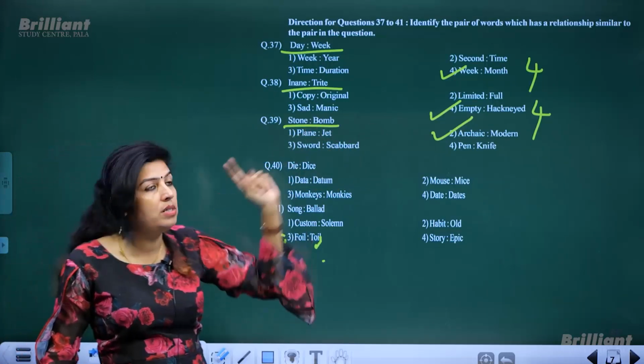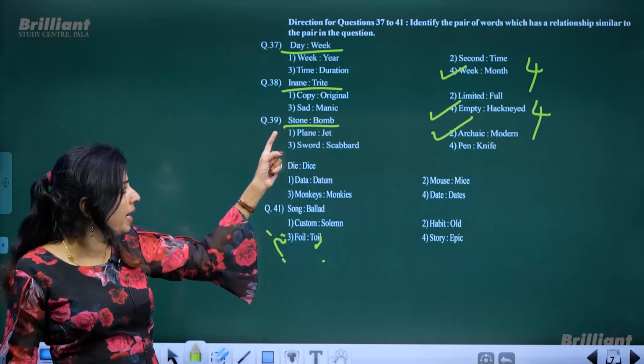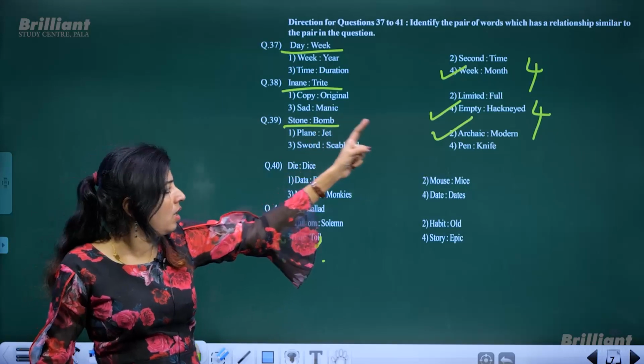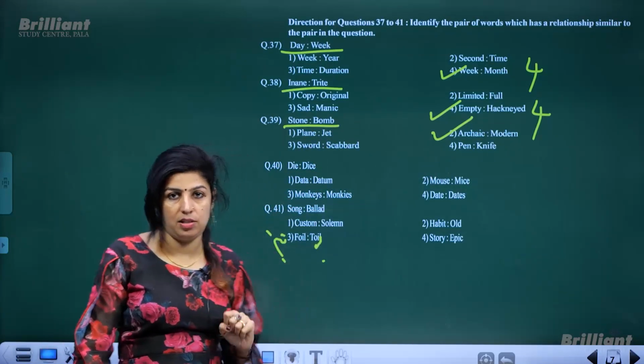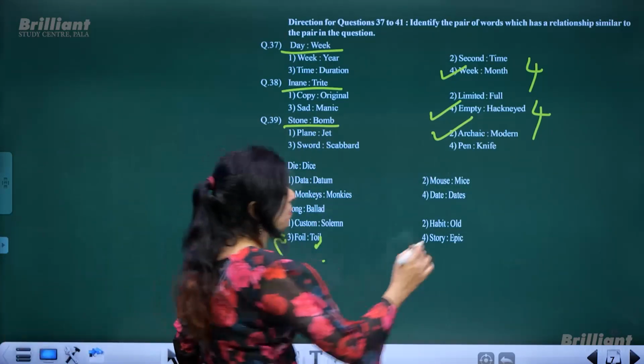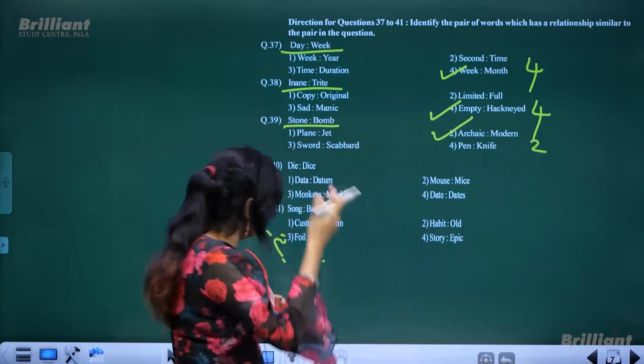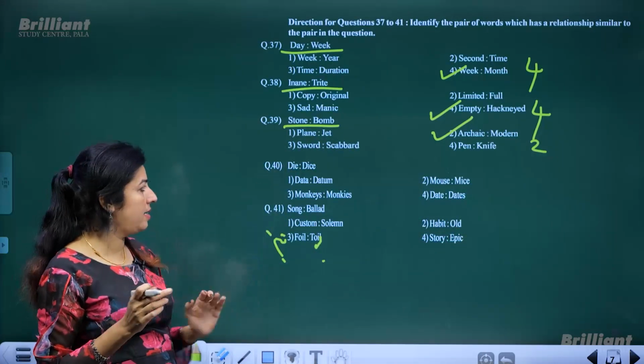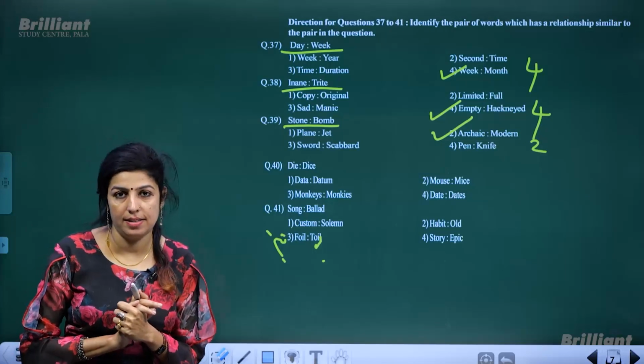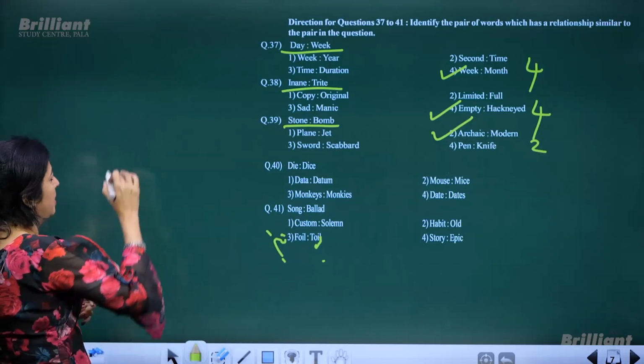Bomb is a modern weapon. So that outdated weapon, modern one, outdated, modern. So that connection is drawn. Okay, so in that sense, option number 2. Now next is die and dies. Die and dies. So what is die and what is dies?